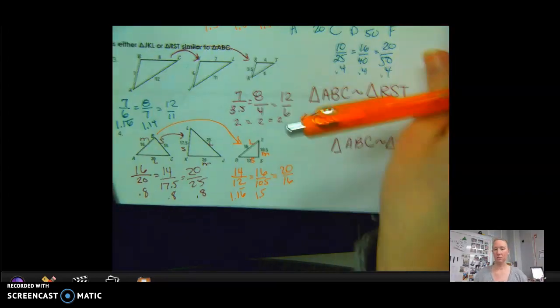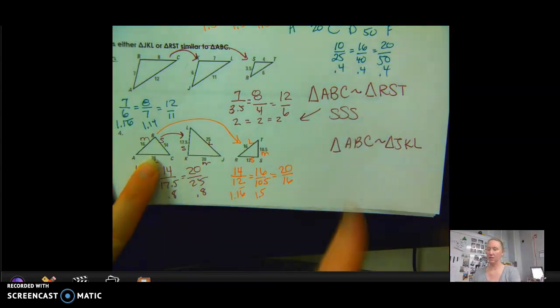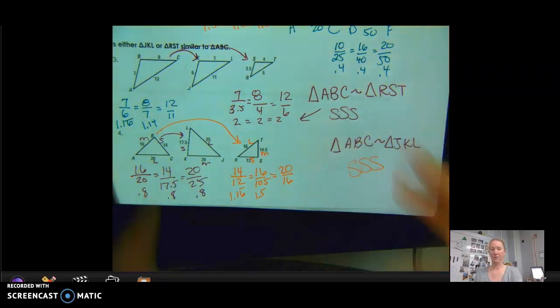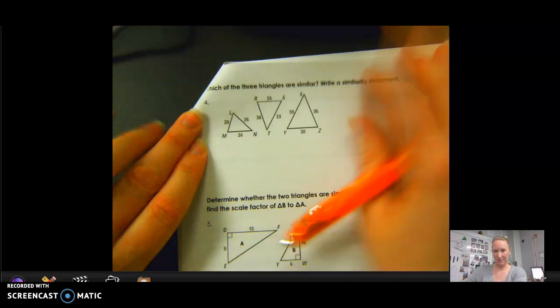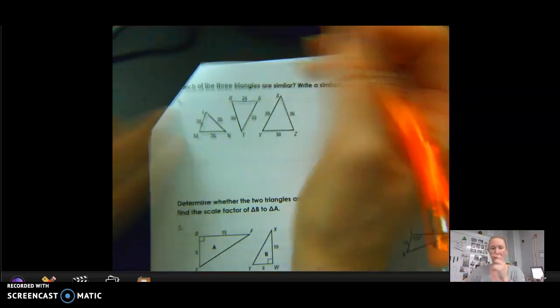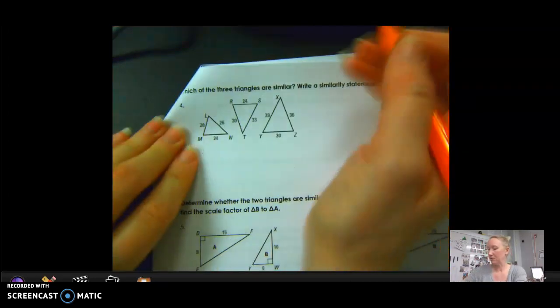So these are the only two triangles that are similar there. And again, that's by side, side, side, because all three sides are proportionate. Which of these three triangles are similar? Write a similarity statement. So exact same thing as before. Go ahead and pause me on this one. Try it on your own. Unpause me when you're done.